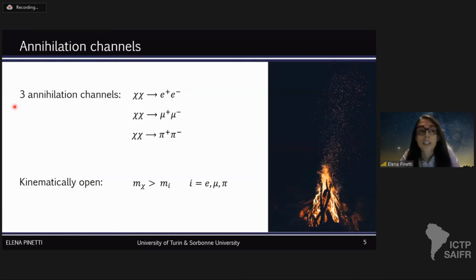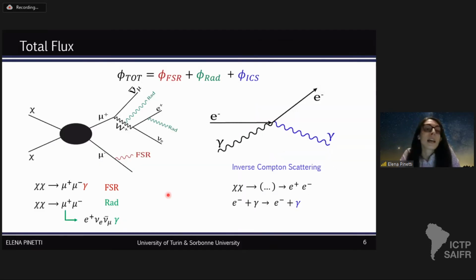So in our analysis, we focused our attention on 3 annihilation channels: electron, muon, and pion. Each of them is kinematically open whenever the mass m(chi) of the dark matter particle is above the mass of the electron, the muon, or the pion, depending on the channel under study. The total flux that we observe with our telescope is the sum of 3 main contributions. Which ones? Final state radiation, radiative decay, and inverse Compton scattering.